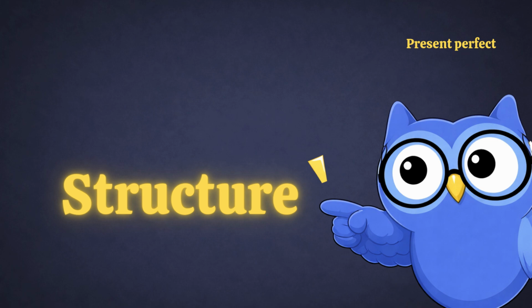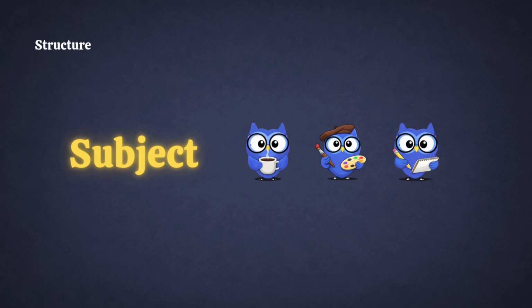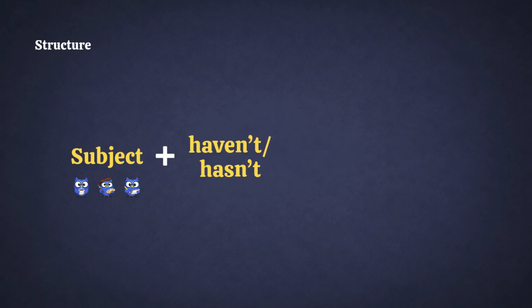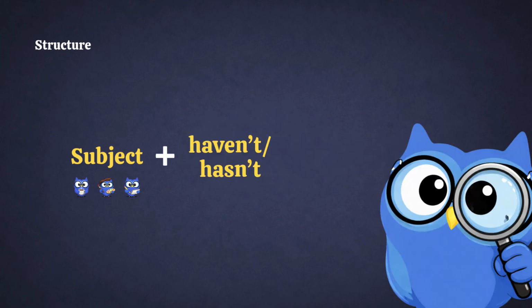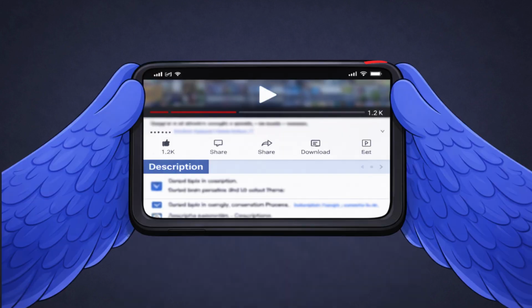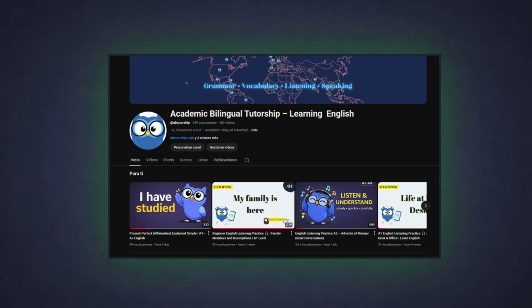Now let's check the structure. To form the negative, we use three parts. First, the subject, who does the action. Then the auxiliary verb in negative, have not or has not, or haven't/hasn't. Notice how it changes with the subject. And finally, the action in past participle form. This is where that verb list becomes important. We use the third column. If you need help with that, we left the link on the video. And you can also review the affirmative lesson there.